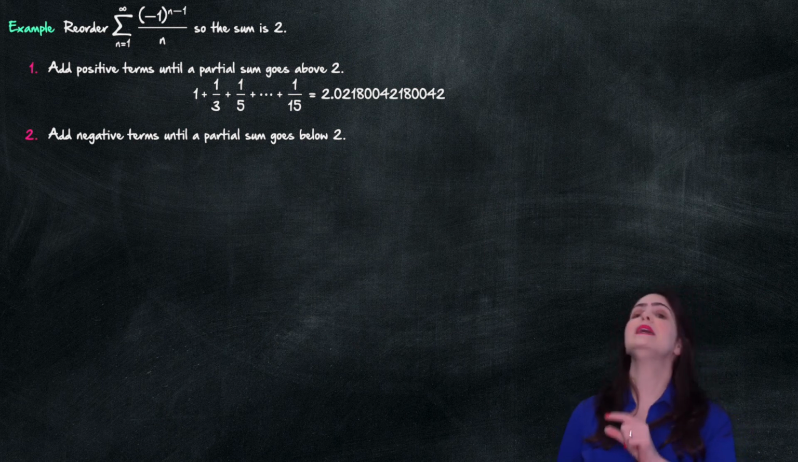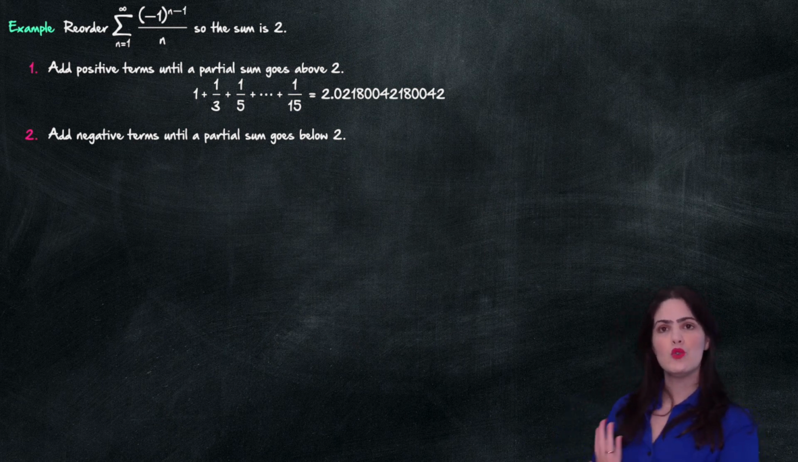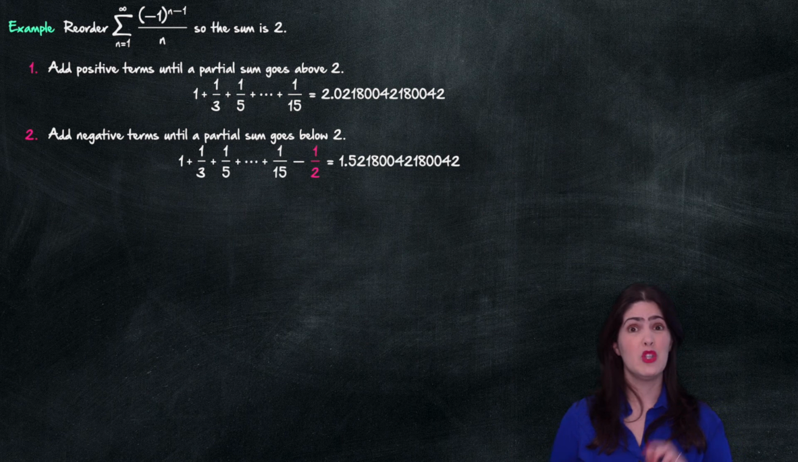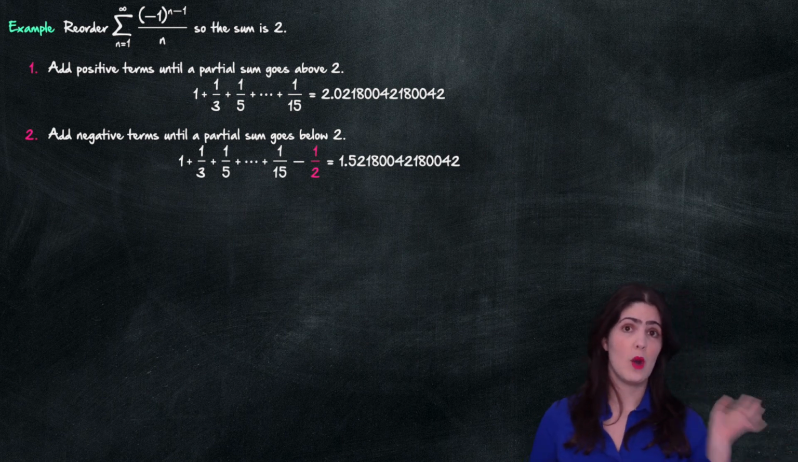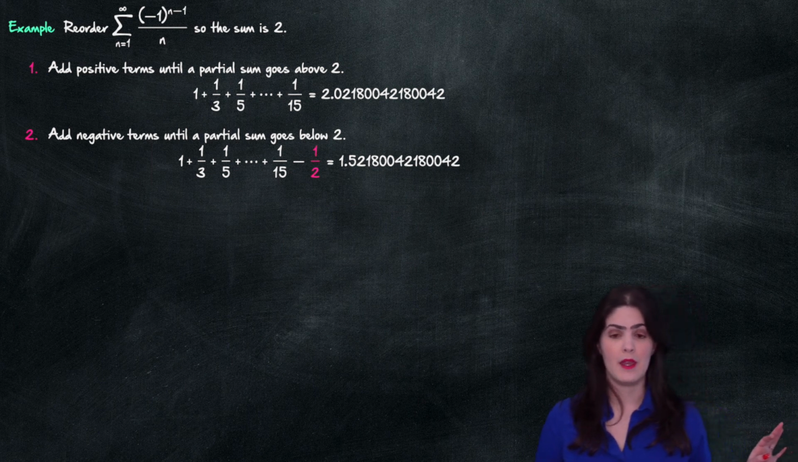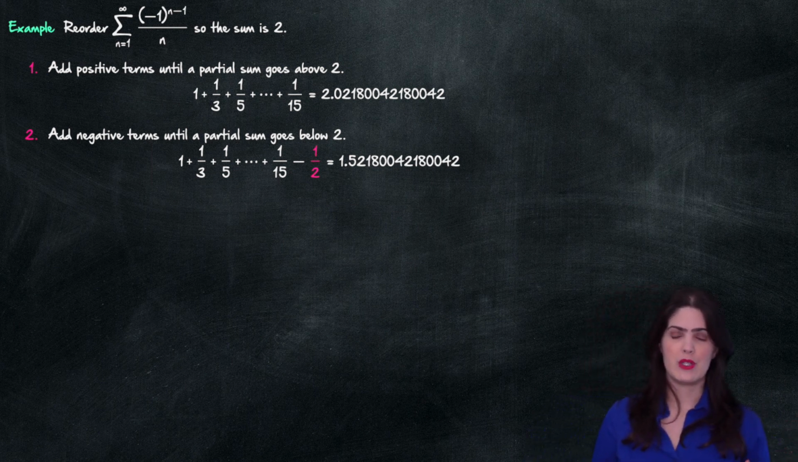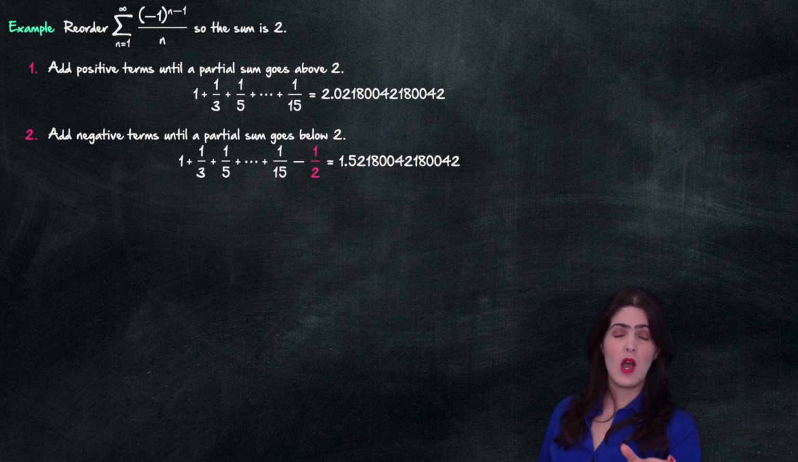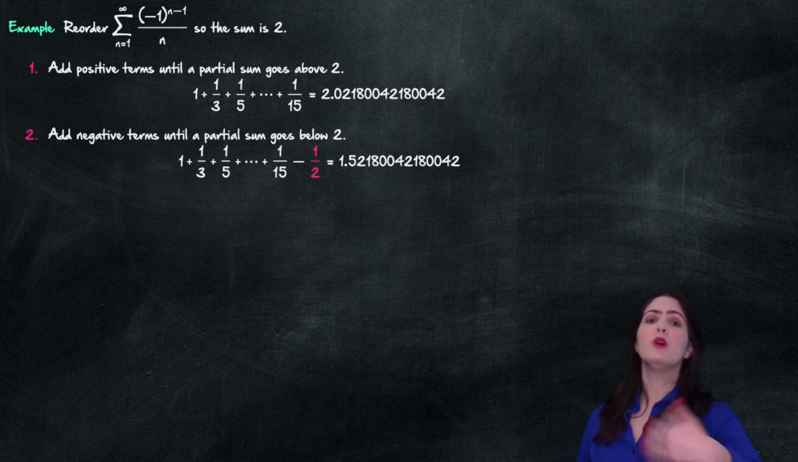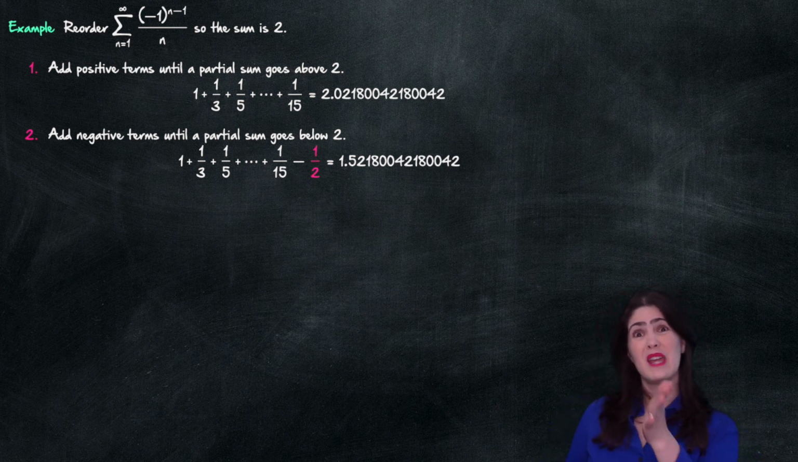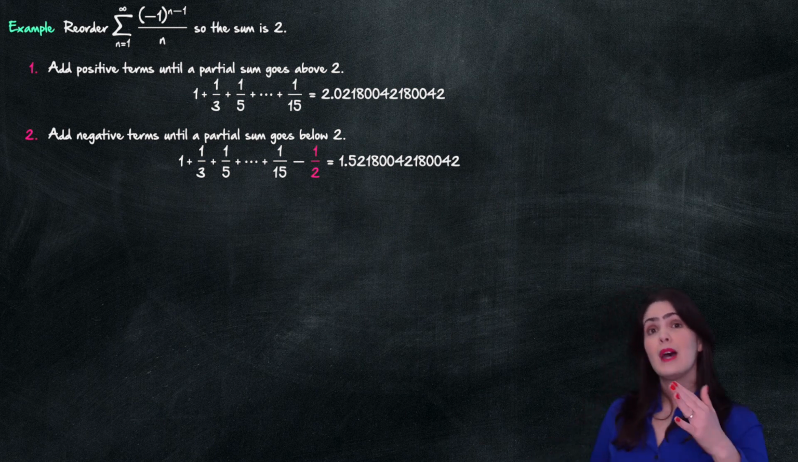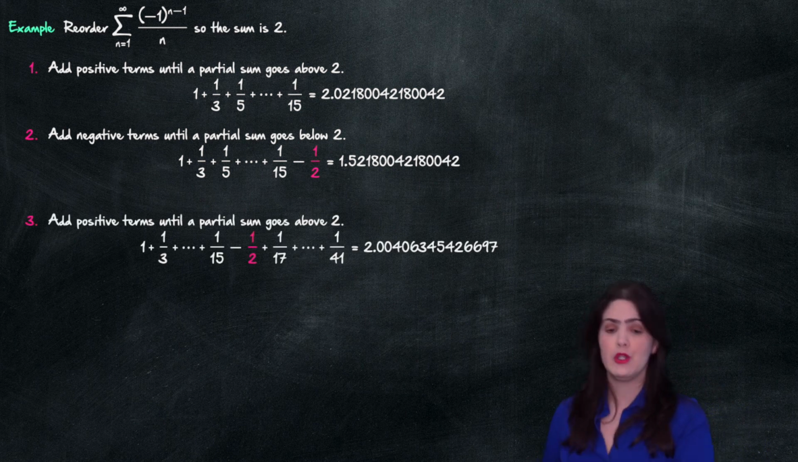So the moment you hit a value that is less than 2, you stop. Actually, if we do this minus 1/2, we get 1.52 something, so we're already below 2, so we don't need to do anything else. And now we're going to repeat the process. To the thing I have now, I'm going to add the positive terms that I haven't used yet, until I go again above 2.